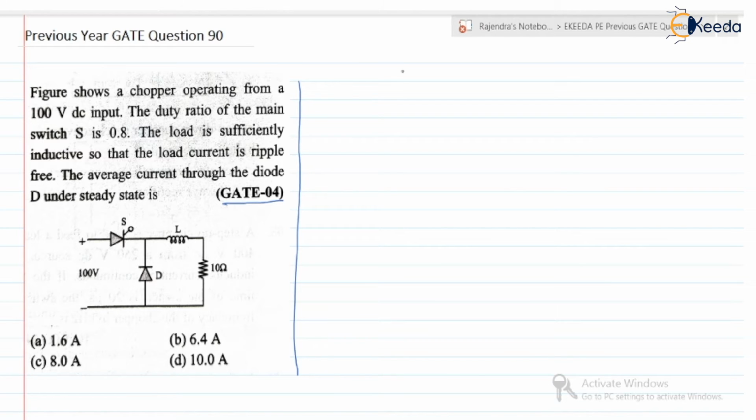So if you check, it is a buck converter, or step down chopper. If you recall the video sessions, we have derived the expression for the average value of the diode current. Here Vs is equal to 100 volt, that is the supply voltage, and D is equal to 0.8. And what is the ID?